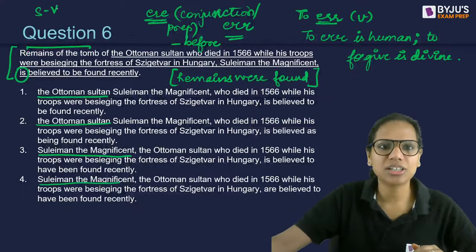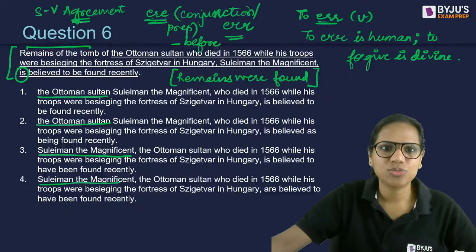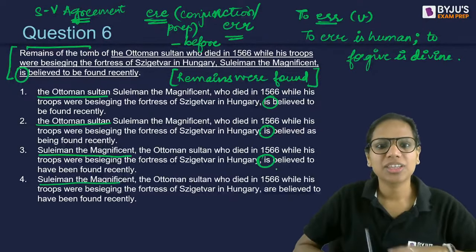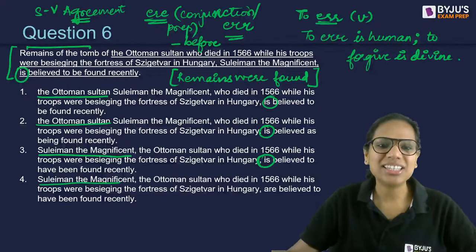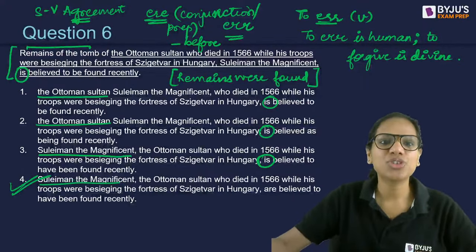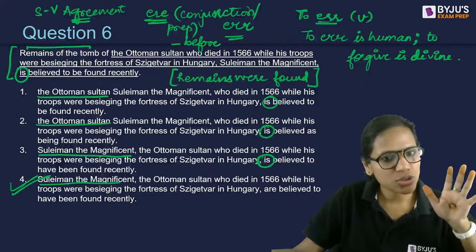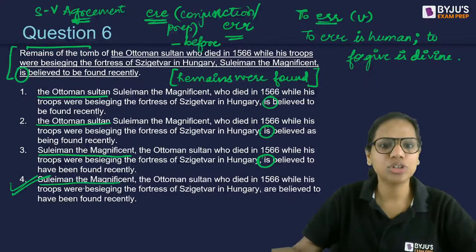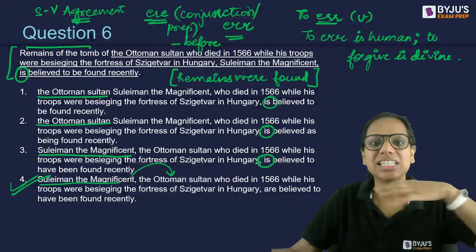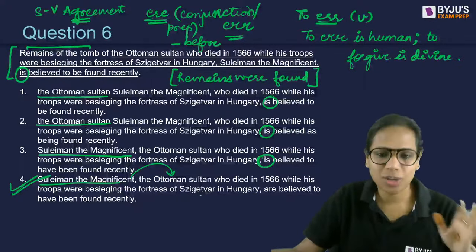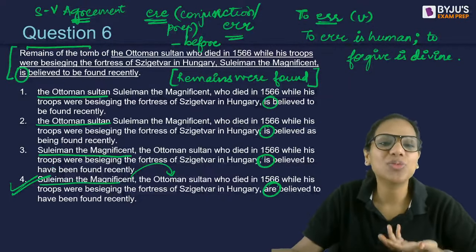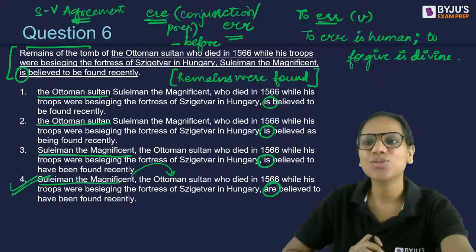So this was actually a question that capitalized on the concept of subject verb agreement, right? Remains is believed to be found will be outrightly incorrect. So what is the answer then? Remains are believed to be found. There's just one option. So that's why I said that it's not difficult if you focus on the right areas. So remains of the tomb of Suleiman the Magnificent, the Ottoman Sultan who died in 1566 while his troops were besieging or surrounding the fortress of whatever in Hungary, are believed to have been found recently. Remains will only come with are, is cannot come with it. Remains is plural, right? So 4 is our answer.